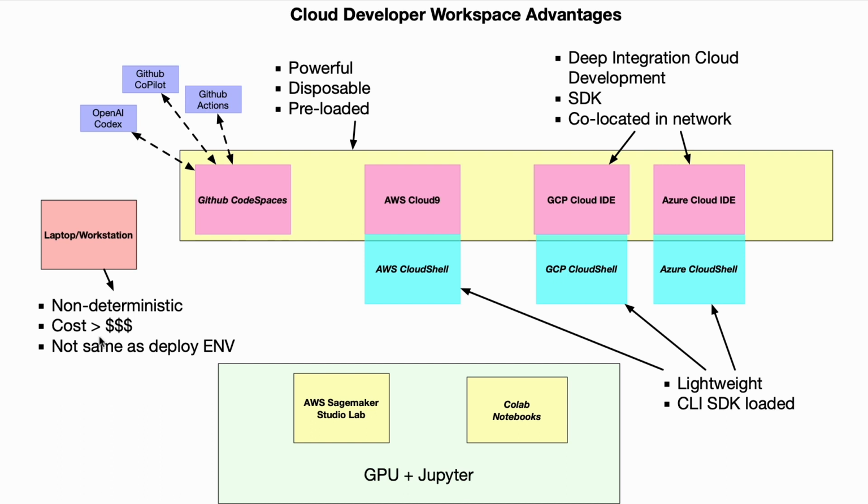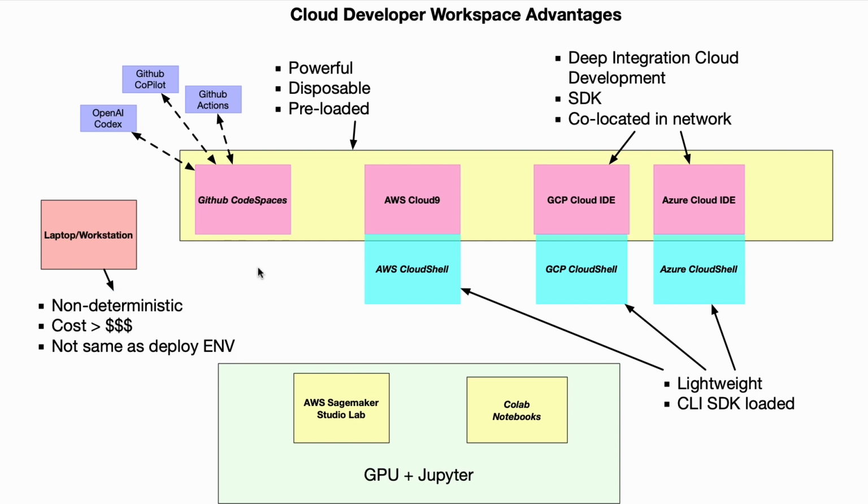First, let's take a look at a laptop. In this case, we have a laptop or a workstation, and you can see that it's non-deterministic, right? There is no guaranteed environment. There could be packages that are installed that you don't want. It could also be very costly to get GPUs and to have, let's say, a solid state drive that is large. And this is not going to be the same as where your current deployment environment is running, right? If you're running in the cloud, it's not going to be the same as your laptop. With some exceptions, you can work around that with containers.